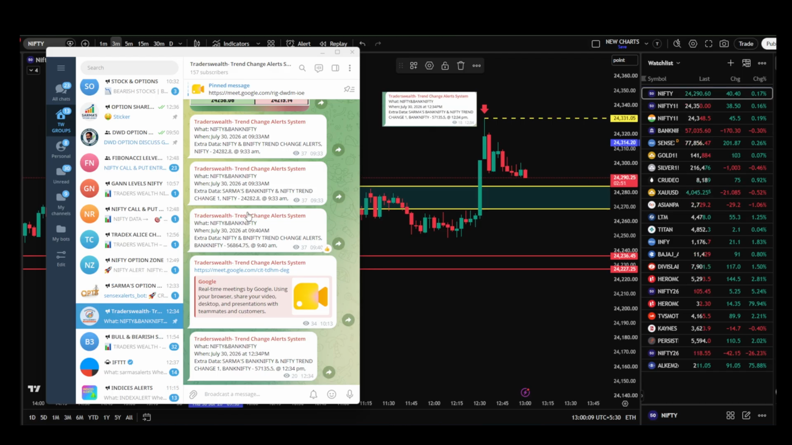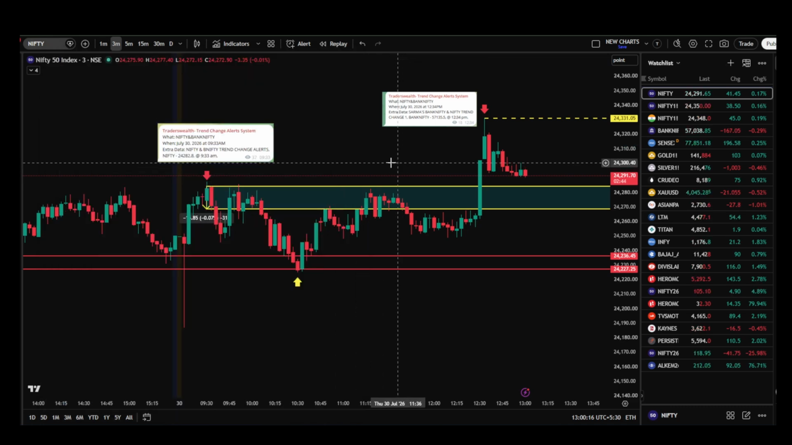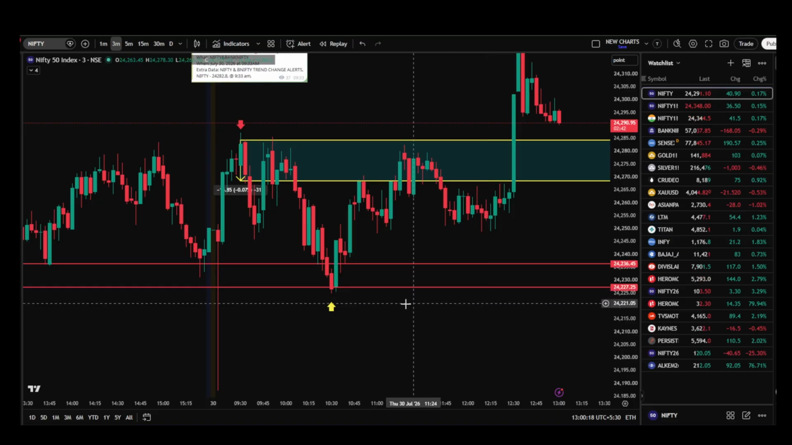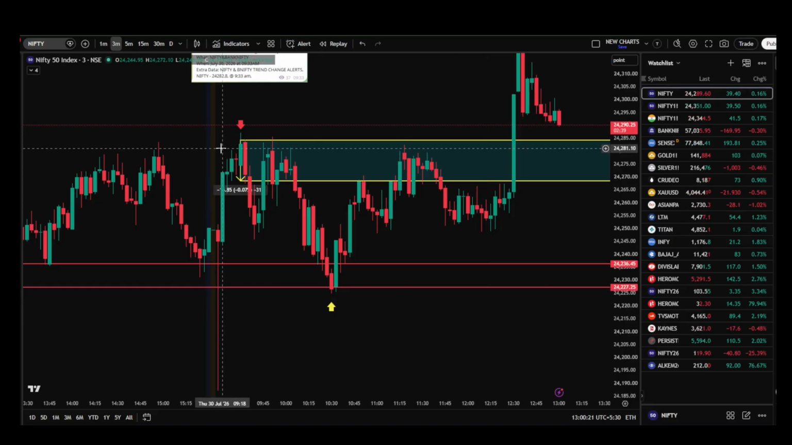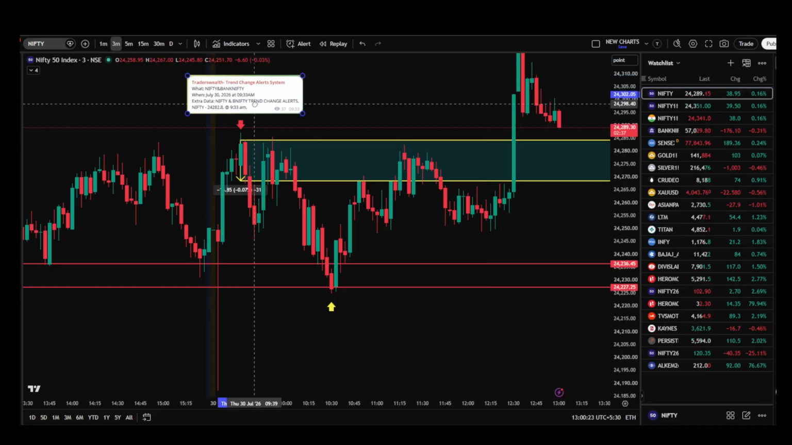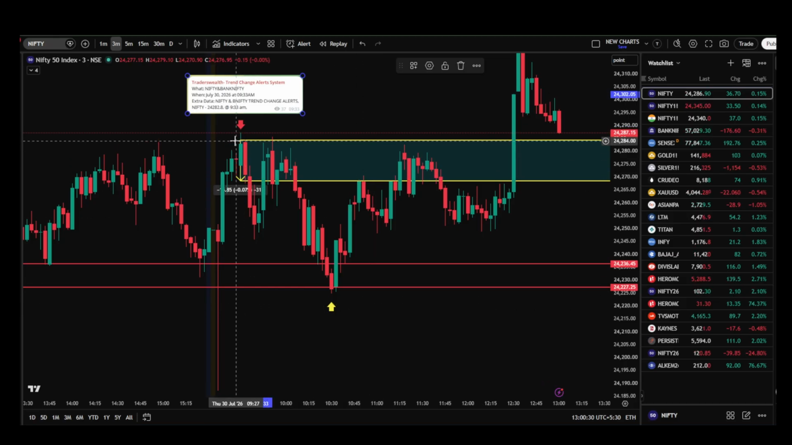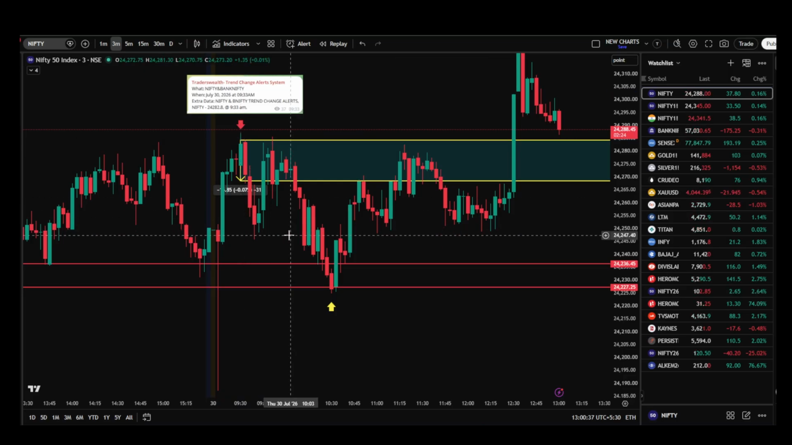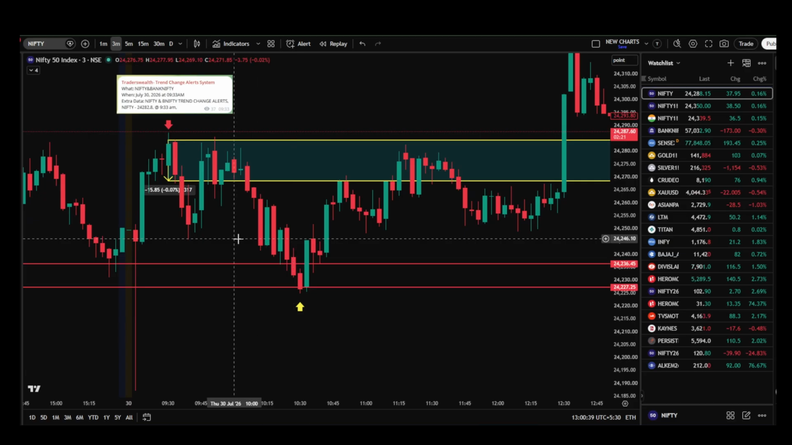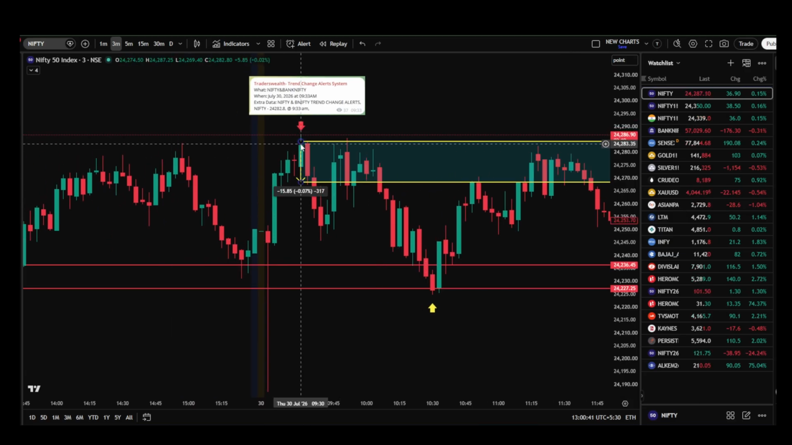For example, today at 9:33 we got a message saying Nifty, Bank Nifty trend change alert, Nifty is going to take a turn. By that time, whenever you receive an alert, we have to check whether at that point of time Nifty must have been trading at a high or low. Today we got it at 9:33, so we got it at the high. This is the day high at that point of time. From 9:30 until 9:33, there was no higher candle. So this is the 9:33 alert.